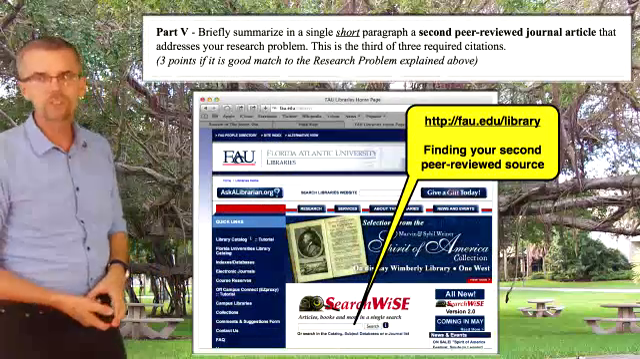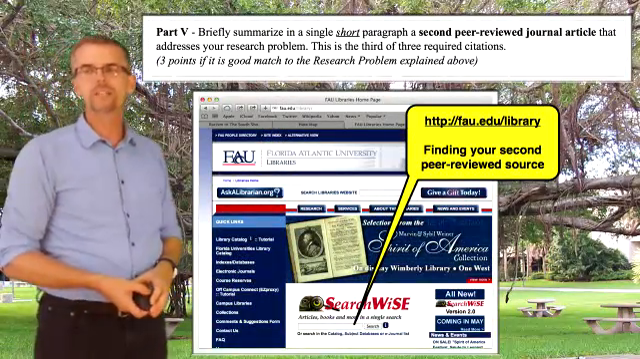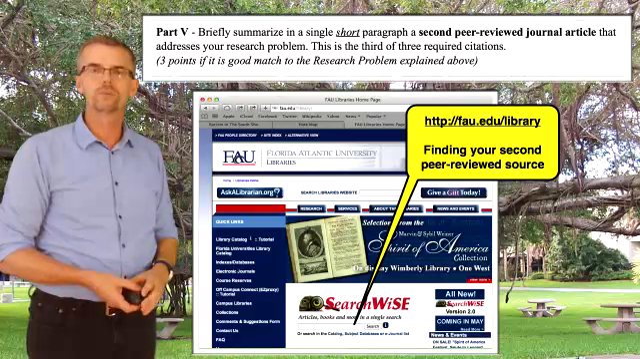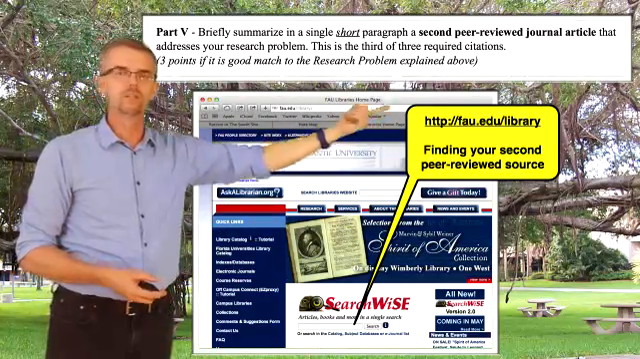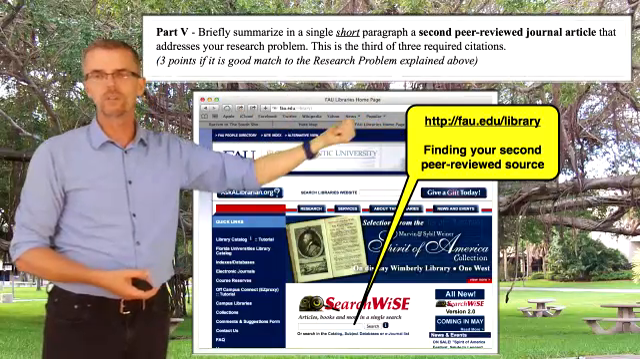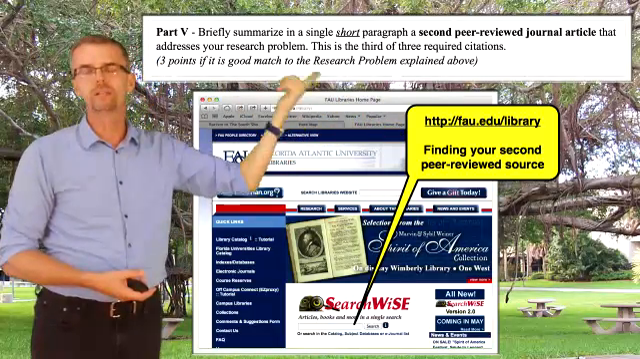Part 5, briefly summarize in a single short paragraph a second peer-reviewed journal article that addresses your research problem. This is the third of 3 required citations in your outline. 3 points if it's a good match to the research problem that you explained in part 3.